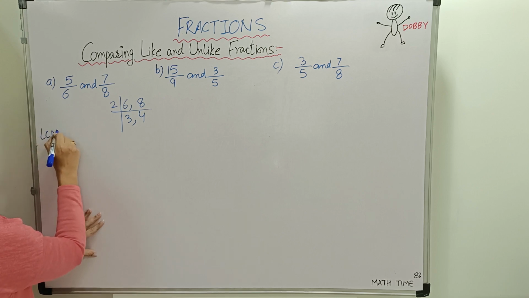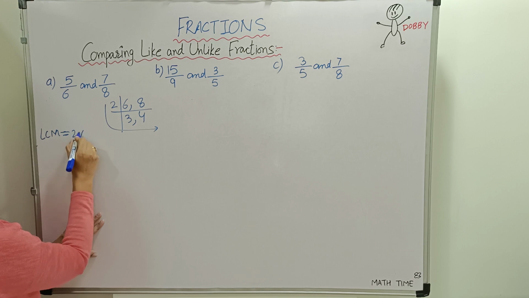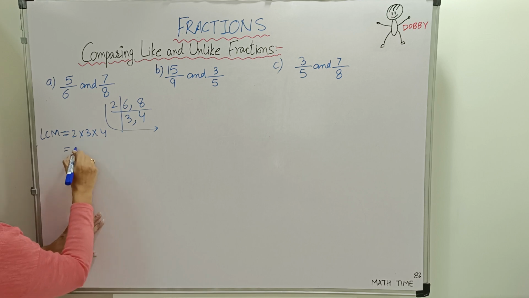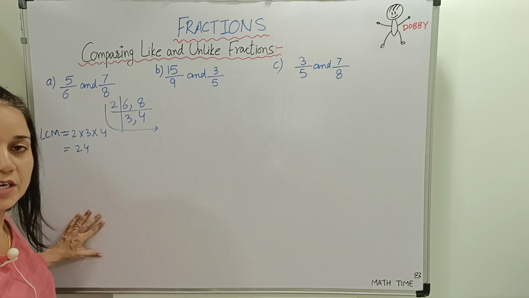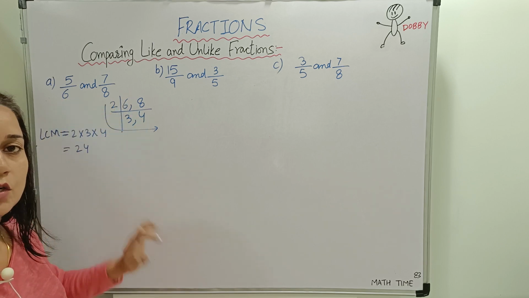LCM equals to 2 times 3 times 4. 2 3s are 6, 6 4s are 24. So 24 is the LCM. That means we have to make the denominators 24.